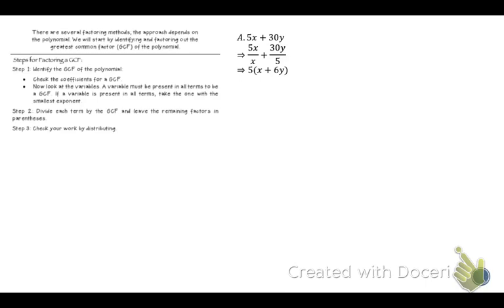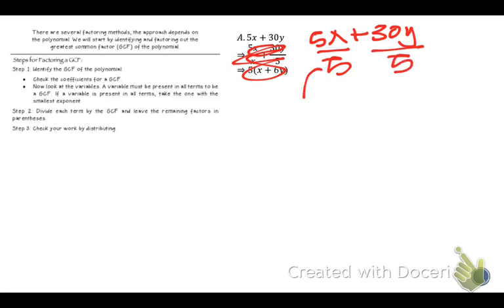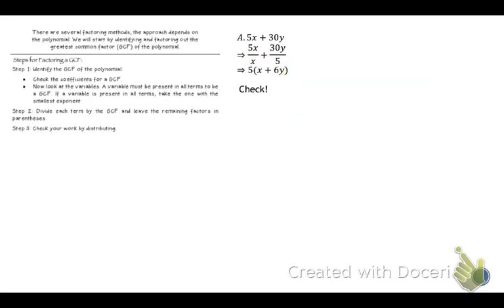That 5, you cannot lose it. Sorry, this is a little confusing. So let's just ignore this for a second. If we have 5x plus 30y, 5 goes into both of those, so we're going to divide it by 5. That 5 comes out in front. 5x divided by 5 is just x. 30y divided by 5 is 6y. Cool? Oh, you can check it by multiplying it out, and you get the same thing.